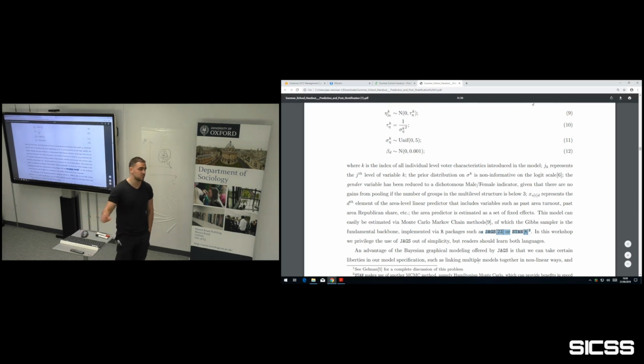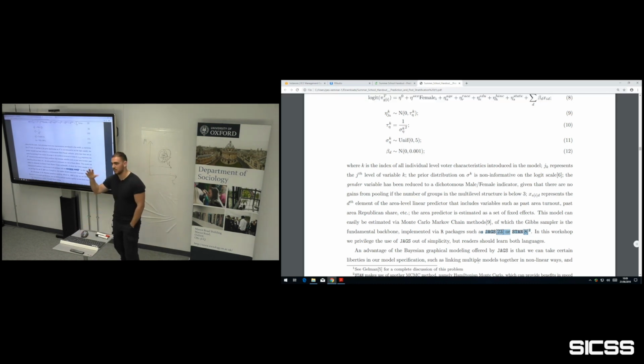One is JAGS, which, because I come from an epidemiology background or a medical statistics background, is what I've been trained to use, which uses two algorithms, the Gibbs sampler and another one called Metropolis Hastings, which you don't need to know for today. And another one is STAN, which is a more recent development, which comes out of Andrew Gelman's political science background, but also it's better.